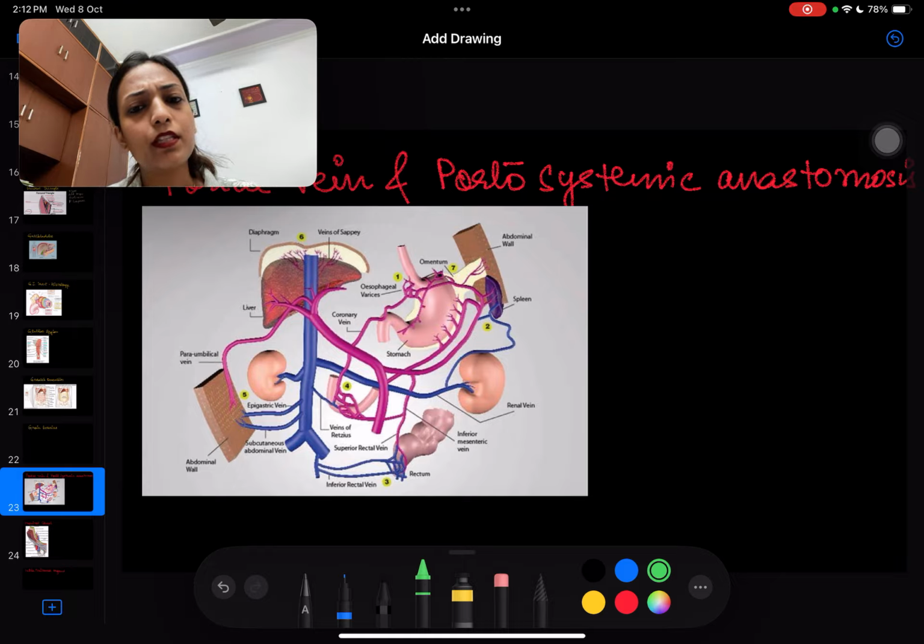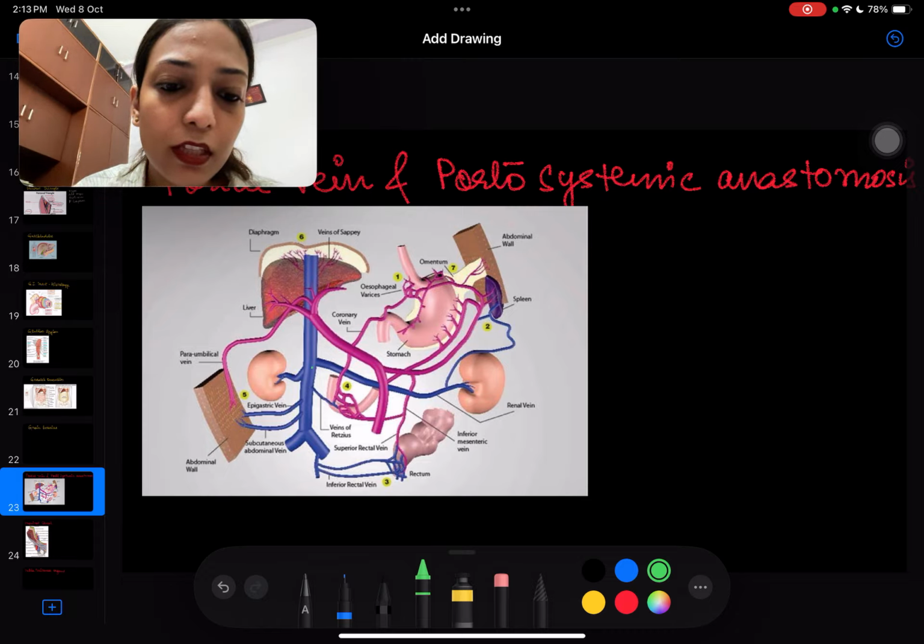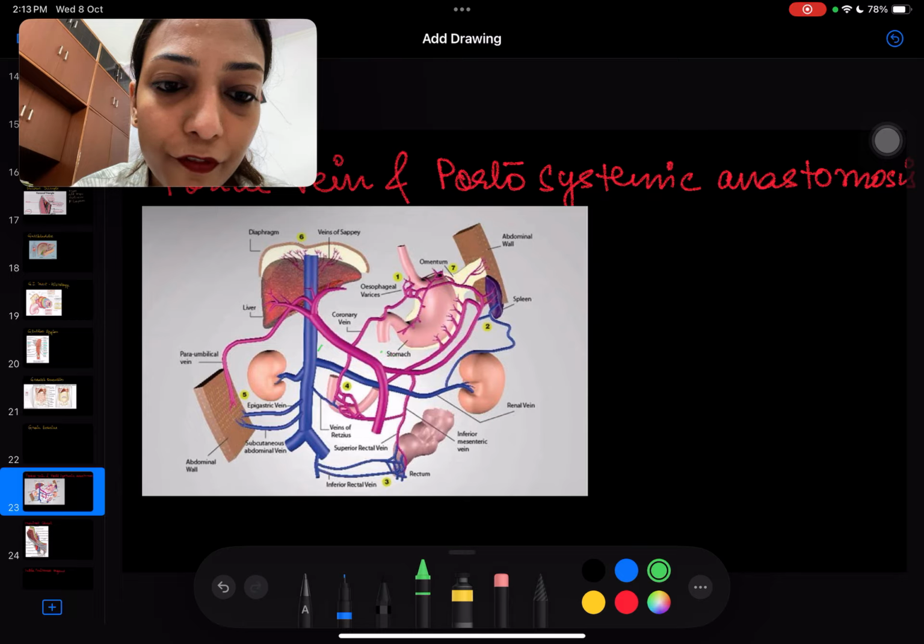Now, why do we need to learn about the portal vein and portosystemic anastomosis? This is the pink one, if you can see. This is the portal vein, right? The pink one is the portal vein. So this must have been the splenic vein. This is the inferior mesenteric vein. Both of them come and form the portal vein.